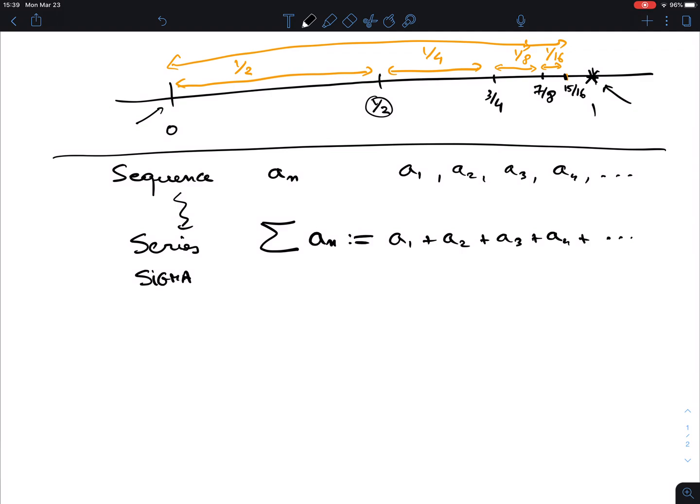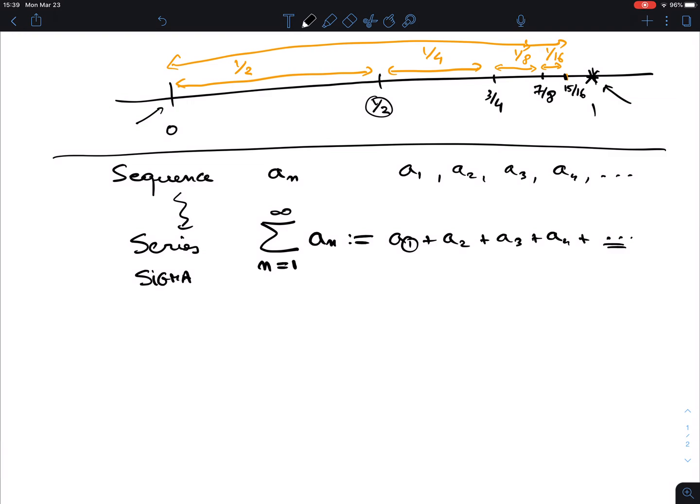And now to make it clear what we are adding, we say, okay, our index starts from 1, because that's where we start, and we go all the way to infinity. Because this dot dot dot means that we go on forever. That's why we have infinity on the top here.